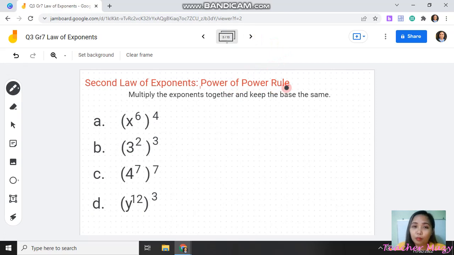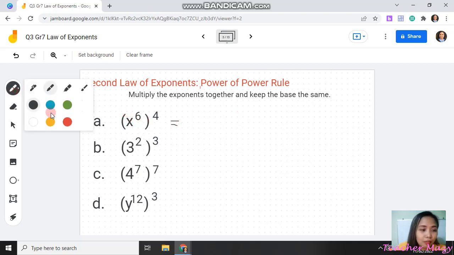Okay, next, let's move on to the second law of exponents, which is the power of power rule, also called the exponent of exponent rule. For this law, all we have to do is multiply the exponents together and keep the base the same. So just multiply the exponents and keep the base the same.